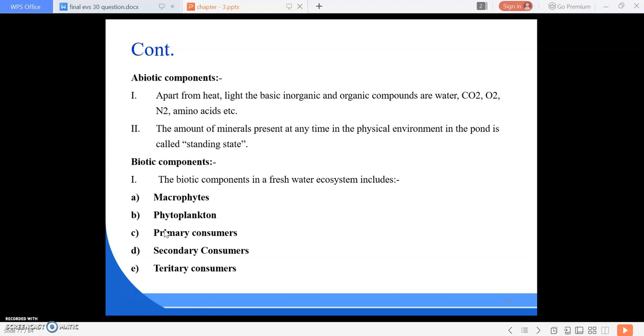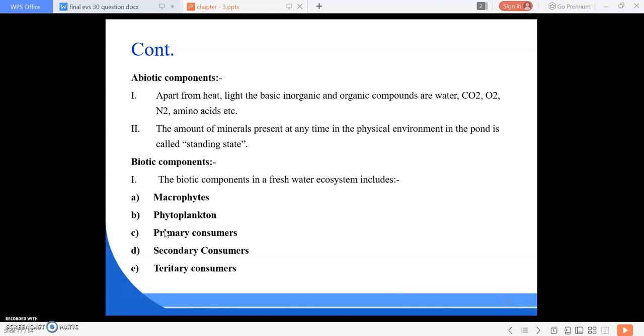We may study the pond as an ecosystem by making its convenient division into some basic components. So the abiotic components: we have studied that apart from heat and light, the basic inorganic and organic compounds are water, CO2, oxygen, calcium, nitrogen, phosphorus, amino acids, etc. The amount of minerals present at any time in the physical environment of the pond is called our standing state, which may be estimated by appropriate methods.